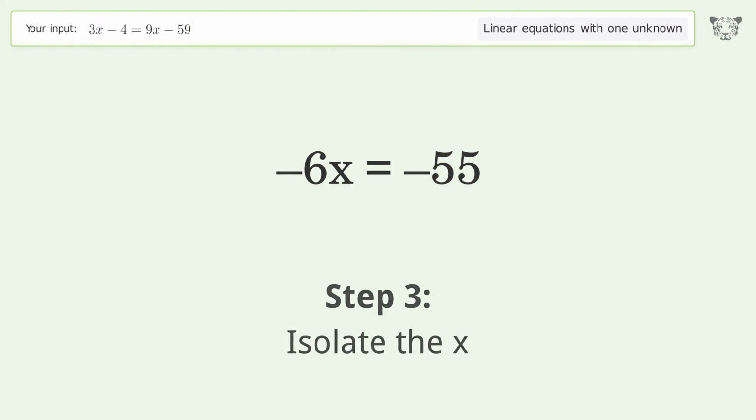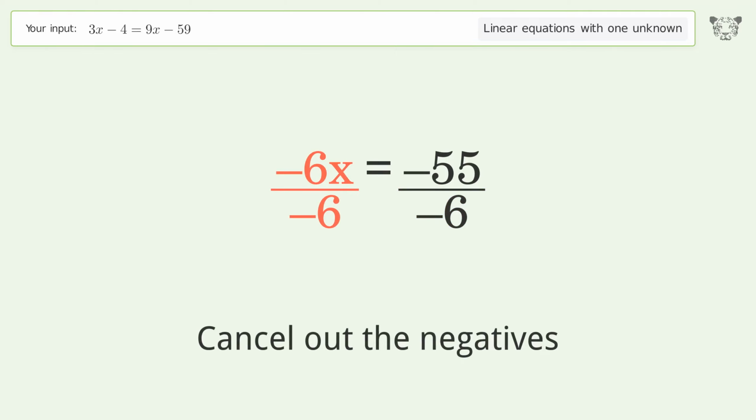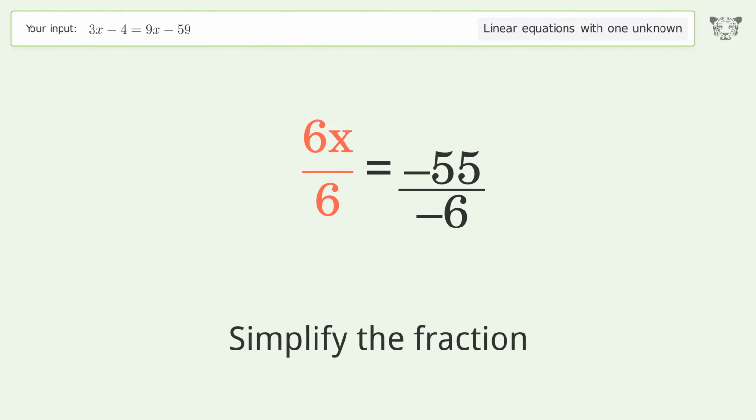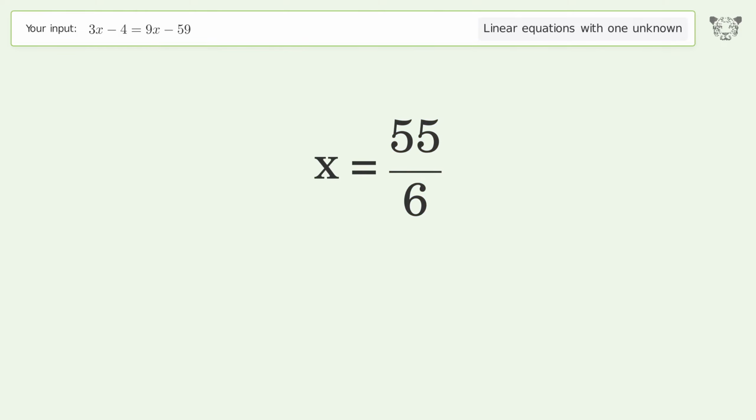Isolate the x. Divide both sides by -6. Cancel out the negatives. Simplify the fraction. Cancel out the negatives. And so the final result is x equals 55/6.